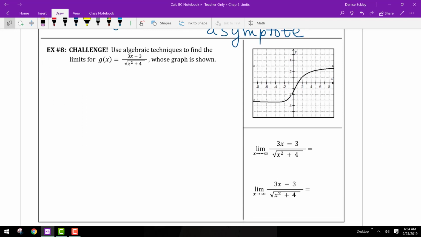So I'm going to let you guys do this challenge exercise here and see if you can do it by algebraic techniques and not just looking at the graph. You can see what the answer is going to be from the graph: as we approach negative infinity, it should be -3. As we approach infinity, it should be 3. So see if you can do that algebraically, and then we'll discuss it in class.